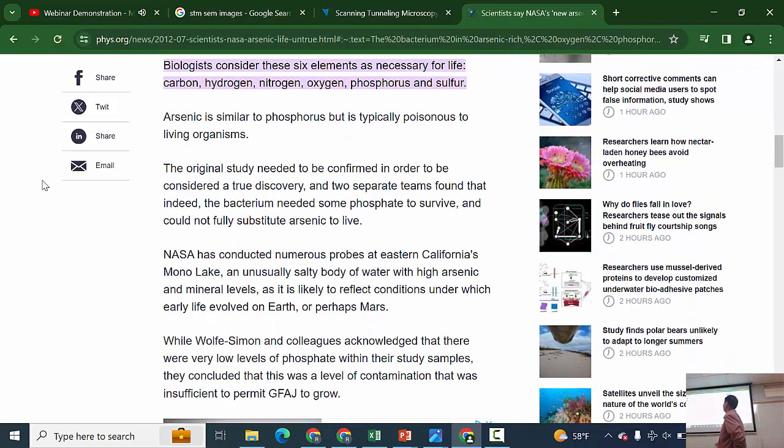Anyway, the original study needed to be confirmed in order to be considered a true discovery. So, 2 separate teams found that indeed the bacterium needed some phosphate to survive and could not fully substitute arsenic to live. And so, unfortunately, it was found to be untrue.